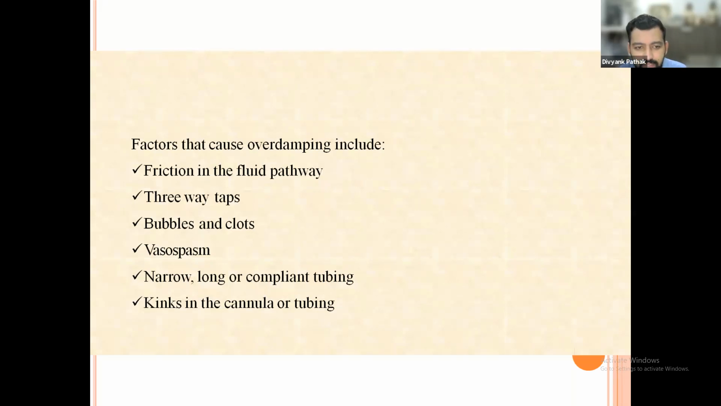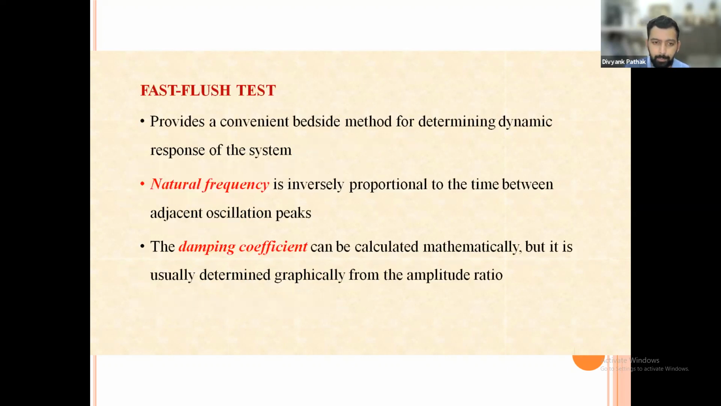Factors that cause over dampening include friction in the fluid. Whenever there is friction or an obstruction in the fluid pathway, there is over dampening. The three-way taps, a small bubble or small clots, or a large bubble or large clots can cause over dampening. Vasospasm can cause narrowing, and long and compliant tubing or kinks can cause over dampening, because in these cases the proper waveforms are not transmitted to the transducer.